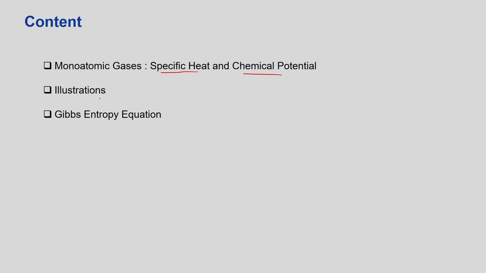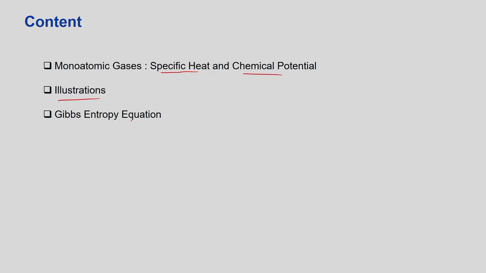Then we will take some problems, illustrations to enhance your knowledge, like what do we do with these numbers, because we have all been talking about equations. So what are the physical considerations? What does this mean, partition function? We will see when we take some monoatomic gases. Then finally, we end up with the Gibbs entropy equation. This is an important outcome, and it actually relates the entropy of any system with the possible number of states.